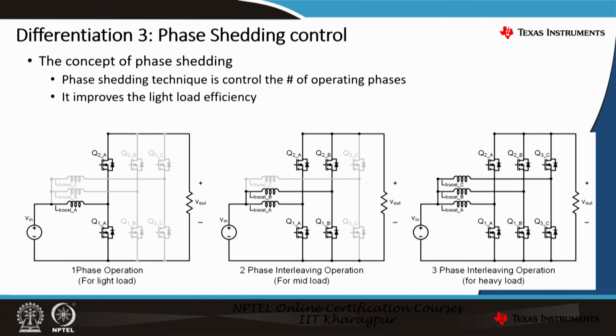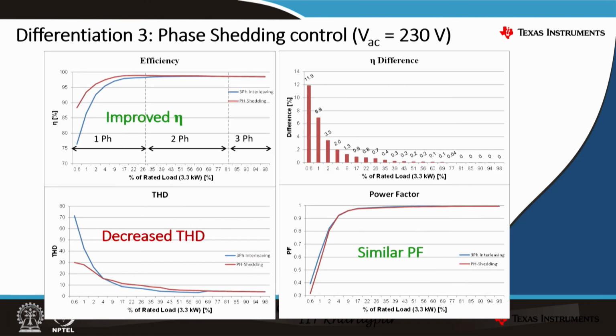So this concept is also implemented using C2000, and the observed graphs are shown here. In the same way, we are showing the graph of efficiency difference, the THD as well as the power factor. The first thing that I will take up is the efficiency, and as told before, we are able to see significant improvement in the single phase operation. The blue line that you see here is a 3-phase interleaving operation, and the red line that you see here is a phase shedding operation. So in phase shedding operation, we can see a significant difference in the efficiency percentage, specifically talking about the single phase operation.